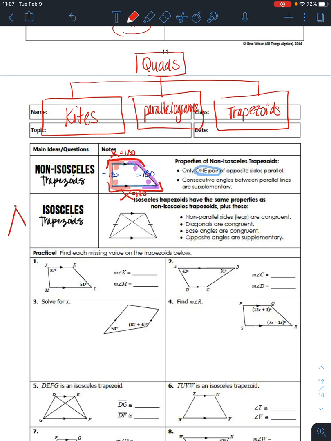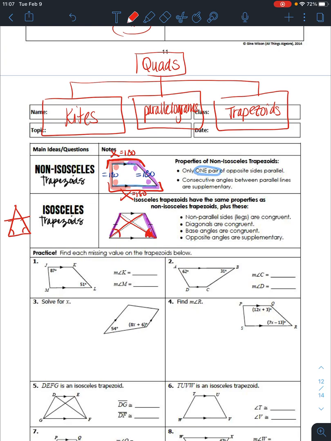Now, if I were to take an isosceles triangle and just cut off the top of it, then what I'm left with is an isosceles trapezoid. So what makes an isosceles trapezoid is when you have two legs, which are the non-parallel sides, that are congruent. So we have these two that are not parallel, that are congruent to each other. What that forces to happen is that these diagonals now are the same length.